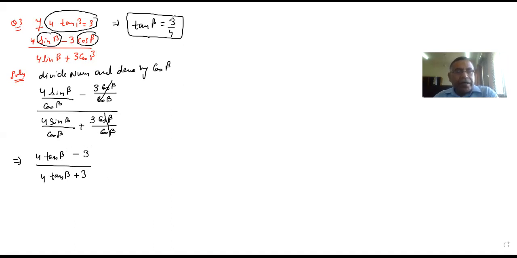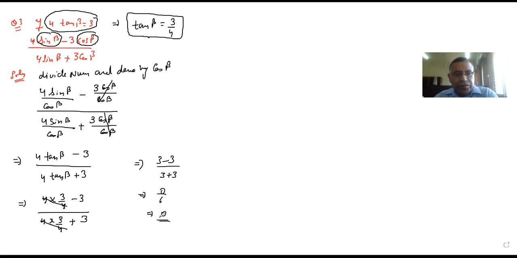So now you can directly substitute the value of tan beta, which is 3 by 4. 4 into 3 by 4 minus 3, upon 4 into 3 by 4 plus 3. 4 goes, 4 goes. So which implies 3 minus 3 upon 3 plus 3, which implies 0 upon 6, which implies 0. This is the answer. So it is better to convert it into the given value.